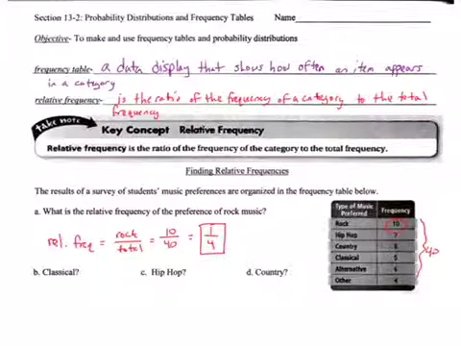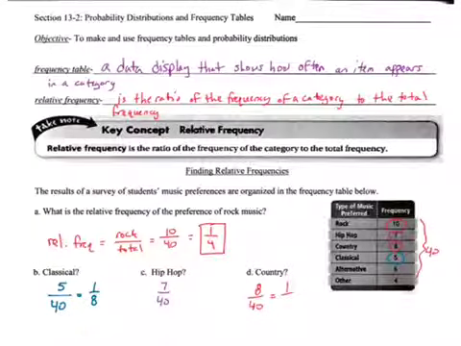We can then do the same thing for classical. Classical, in this case, is 5 over the total, which would be 40, which would be 1/8 or 1 out of 8. Looking at hip-hop, hip-hop is 7, so that'd be 7 over 40. That one doesn't really reduce, so we're done there. And then last but not least, we have the country music, which would be 8 out of the 40 students, which reduces down to 1 out of 5, or 1/5.